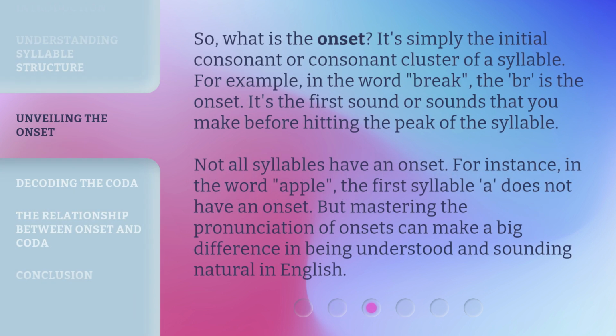So, what is the onset? It's simply the initial consonant or consonant cluster of a syllable. For example, in the word break, the BR is the onset. It's the first sound or sounds that you make before hitting the peak of the syllable. Not all syllables have an onset. For instance, in the word apple, the first syllable, A, does not have an onset. But mastering the pronunciation of onsets can make a big difference in being understood and sounding natural in English.